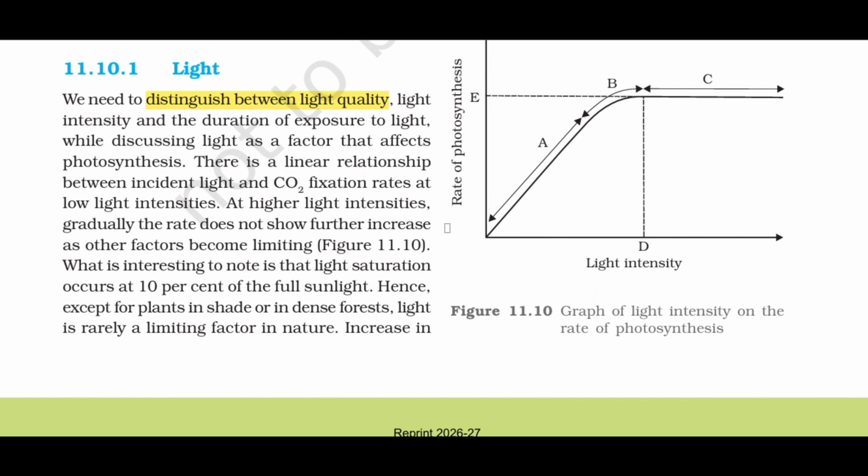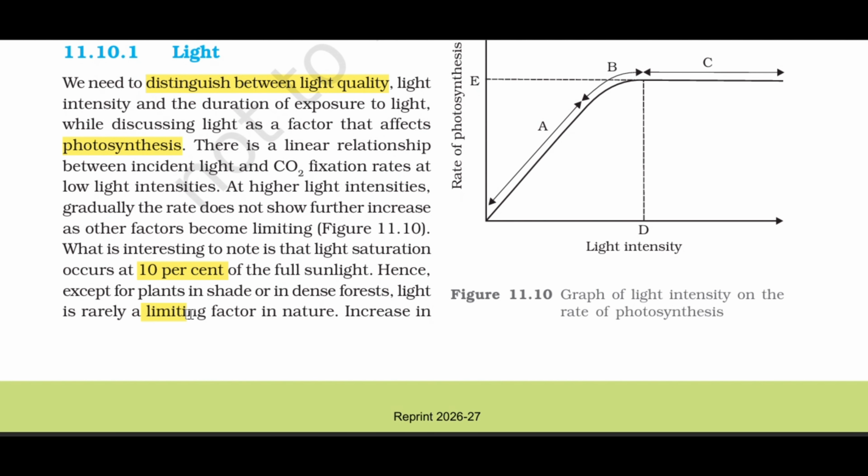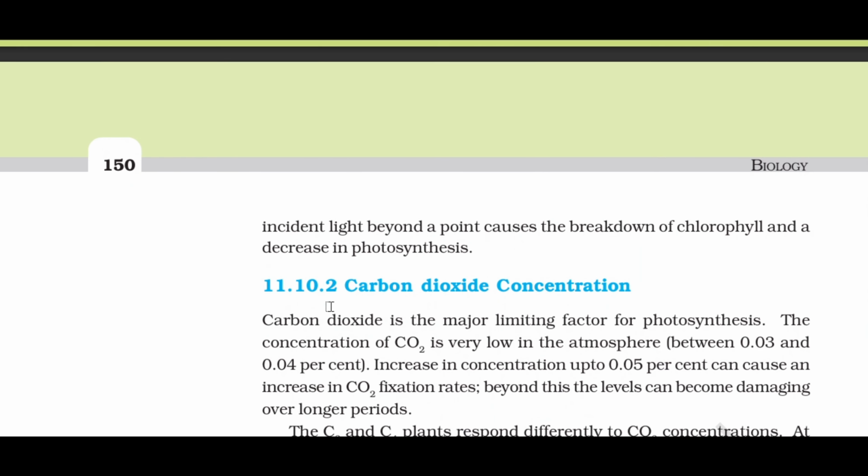There is a linear relationship between incident light and CO2 fixation rates at low light intensities. At higher light intensities, gradually the rate does not show further increase, as other factors become limiting, figure 11.10. What is interesting to note is that light saturation occurs at 10% of the full sunlight. Hence, except for plants in shade or in dense forests, light is rarely a limiting factor in nature. Increase in incident light beyond a point causes the breakdown of chlorophyll and a decrease in photosynthesis.